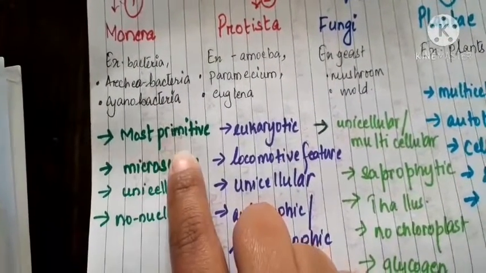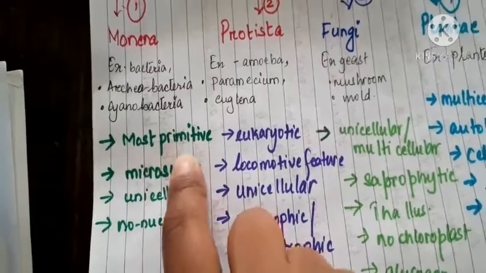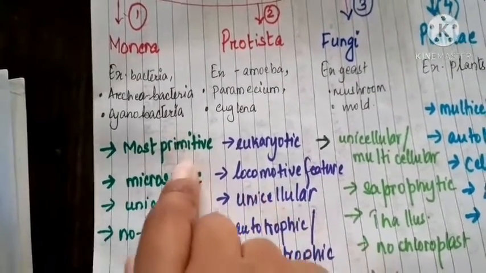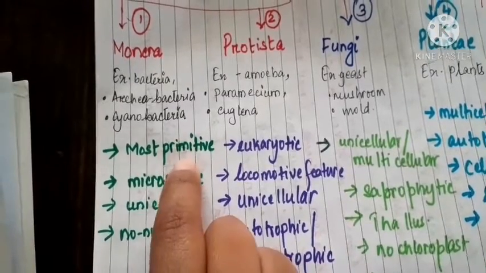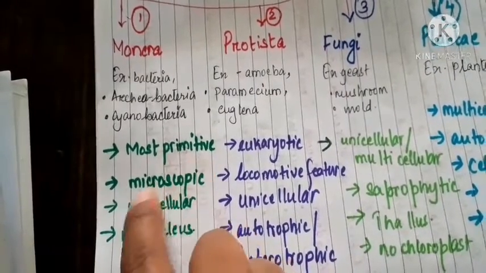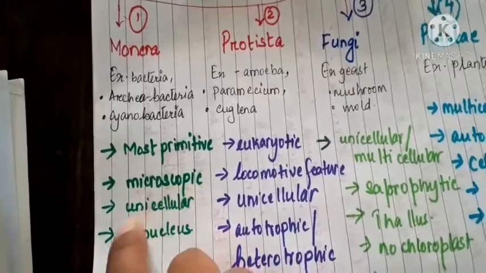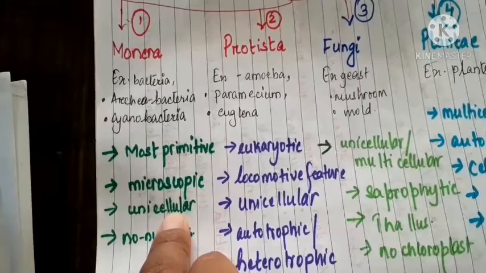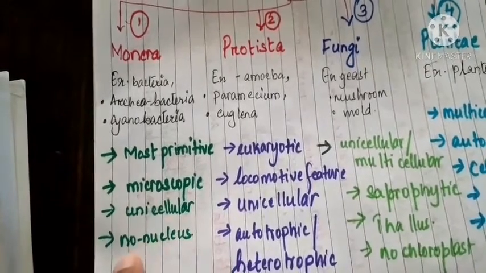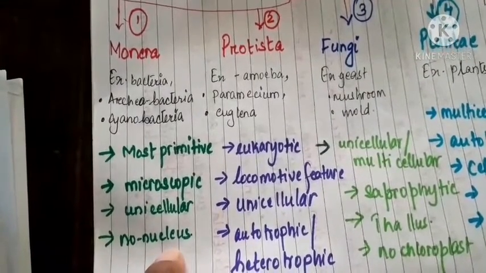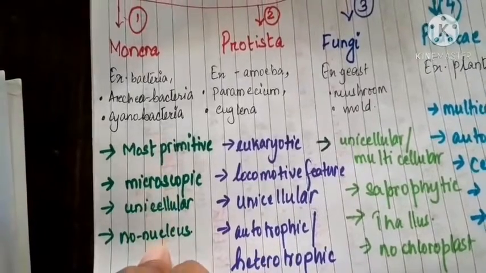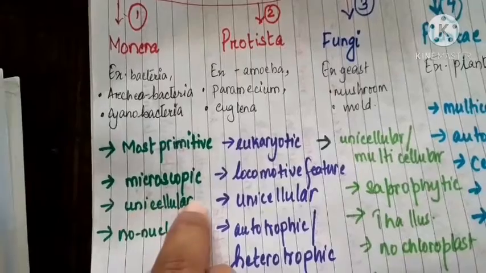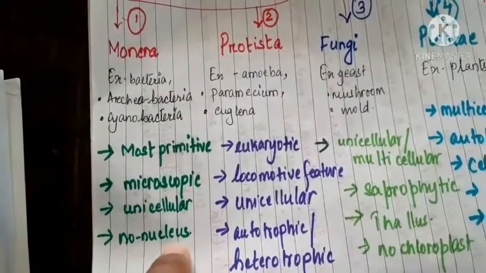Monera, these are most primitive. Primitive भनेको संसारमा सबभन्दा पहिलो पाइने, ओके, सबभन्दा ओल्डेस्ट फाउन्ड organisms. They are most primitive, microscopic, एकदम सानो. They are unicellular, एउटा सिंगल सेलले बनेको हुन्छ. तिनीहरू एउटा एन्टायर बडी एउटा सेलले मात्रै बनेको हुन्छ अनि तिनीहरूकोमा न्युक्लियस हुँदैन. So these are the properties of Monera. Most primitive, microscopic, unicellular, and they do not have any nucleus.